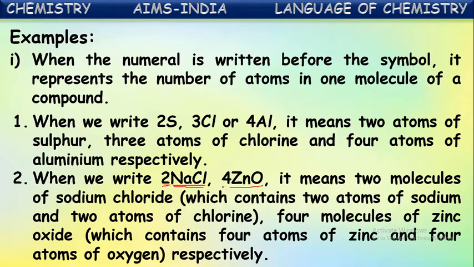If it is written 4ZnO, that represents 4 molecules of zinc oxide. Each zinc oxide molecule contains one zinc atom and one oxygen atom, so in total it becomes 4 zinc atoms and 4 oxygen atoms respectively. In the case of sodium chloride, 2NaCl represents 2 sodium chloride molecules, which also represents 2 sodium atoms and 2 chlorine atoms.